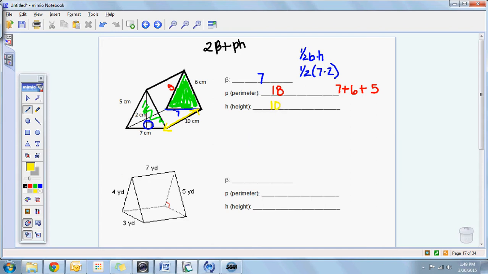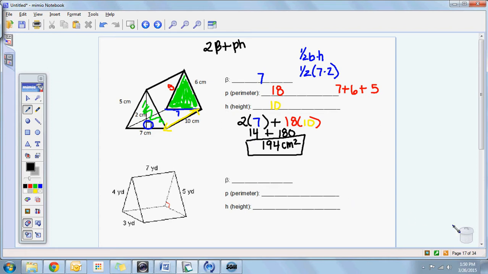Okay, so let's plug that into the formula. So we're going to have 2, because there's 2 bases, times your base area, which was 7, plus your perimeter was 18, times your height, which is 10. Okay, so I'm going to do 2 times 7 is 14, plus 18 times 10 is 180. And if you add those together, your entire surface area is 194 centimeters squared. That's the surface area of your prism.